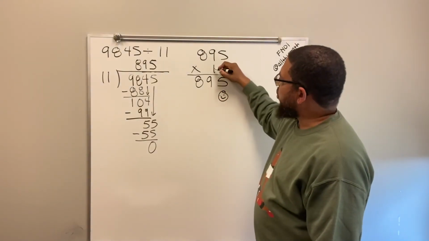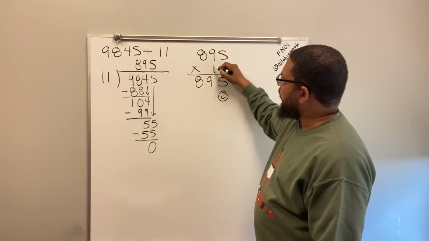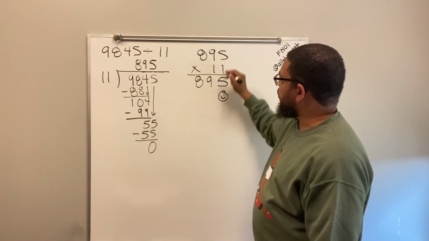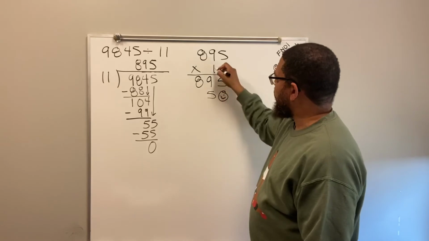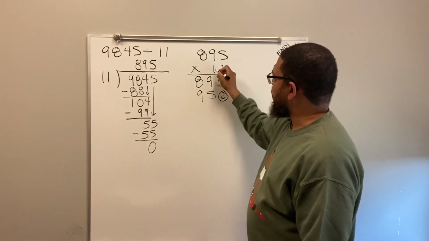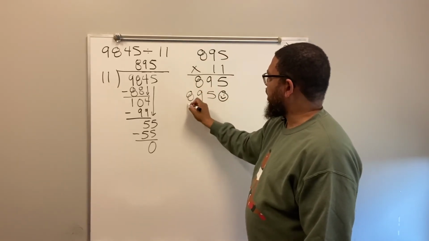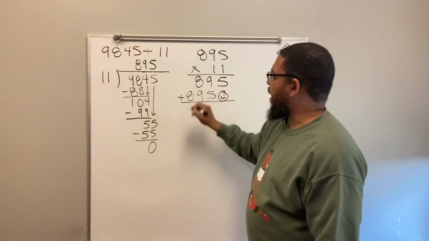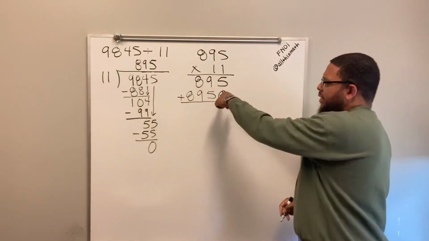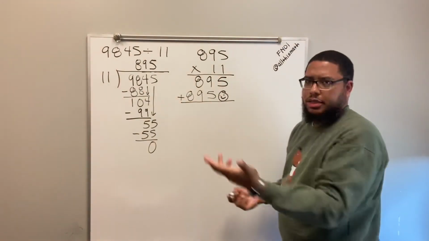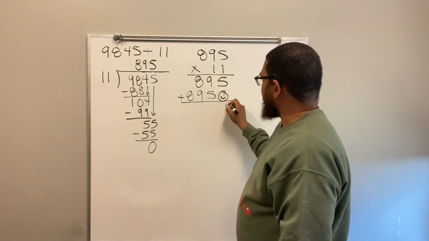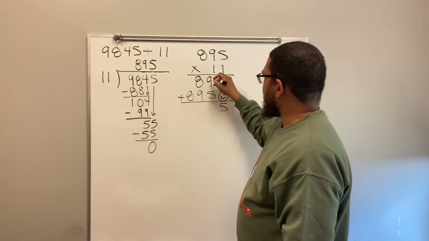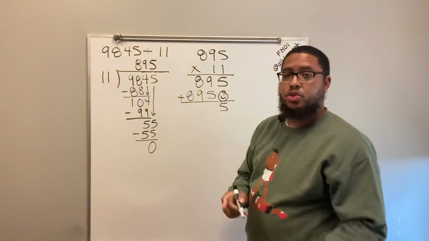So then you go to this next one. From this other number, you do the same thing. 1 times 5, that's 5. 1 times 9, that's 9. 1 times 8, that's 8. Boom. Draw your line. And now you have to add, right? You can think of the smiley face as a 0. It's a blank space. 5 plus 0 is 5. 9 plus 5 is 14. So we got to carry the 1.